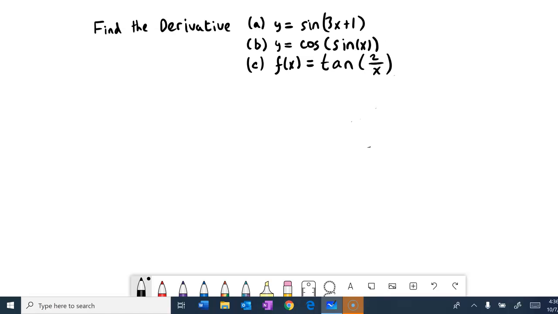Okay, so what we want to do in this video is look at some examples of the chain rule and see how we can tackle some of these types of problems. So I have three of them. Let's start with A. I'm going to write it in a special way that'll make it much easier for us to look at.